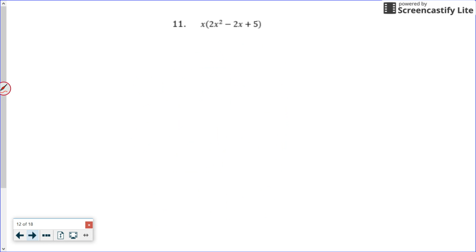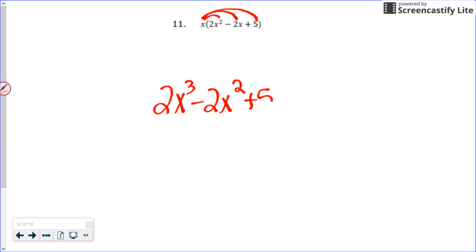Number 11. This time we're just distributing this x to everything, which really all it does is increase the power of my terms by 1. So x times 2x squared would be 2x cubed. X times negative 2x would be negative 2x squared. X times 5 is 5x. See how each exponent increased by 1.